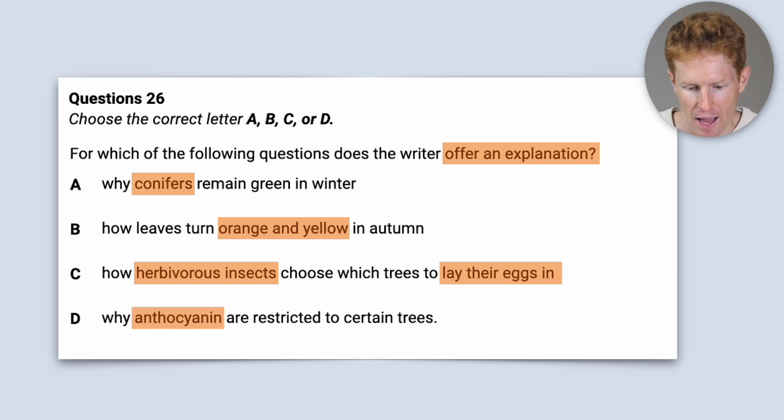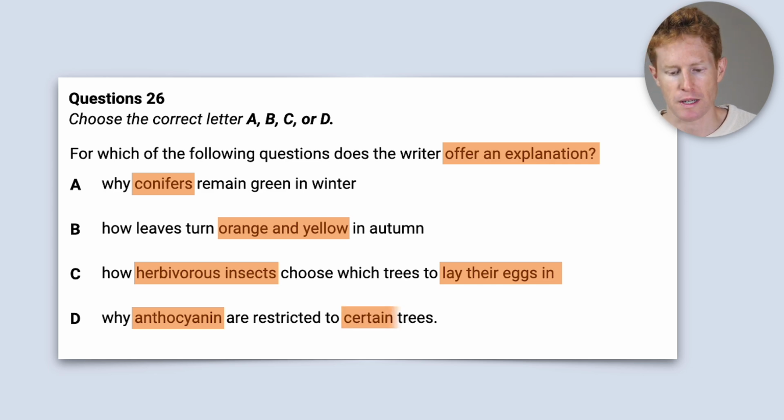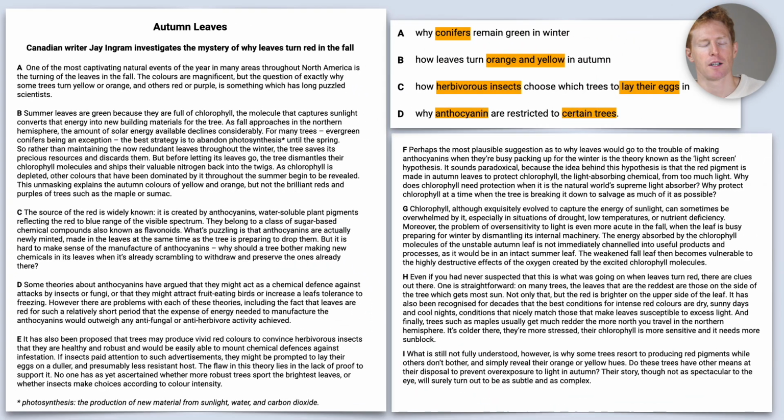Why anthocyanin are restricted to certain trees. So again, certain trees could be useful. So we're going to take all of our options and we're going to try and locate the answer. So first of all, conifers. Let's see if we can scan the text and find conifers. Okay, that's here in paragraph B.